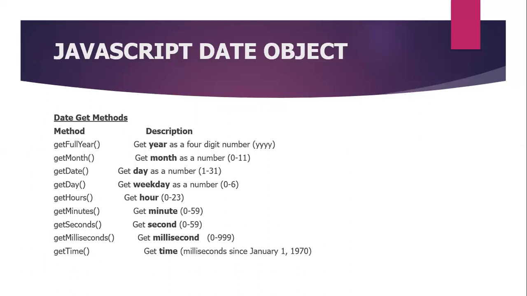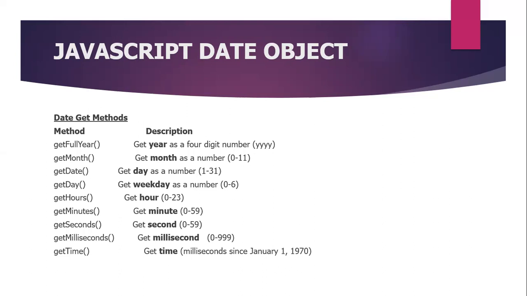Now, some of the methods available under date objects are getFullYear. It will return the year as a 4-digit number, for example, 1992. getMonth will return the month number. Months are numbered from January as 0, February 1, and so on up to 11 for December. It will return the current month. getDate will return the current day from 1 to 31. Next, getDay will get the current weekday as a number, starting with Sunday as 0, Monday 1, Tuesday 2, up to Saturday as 6.